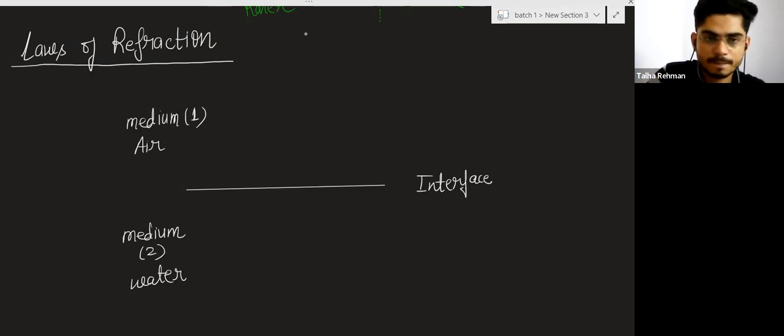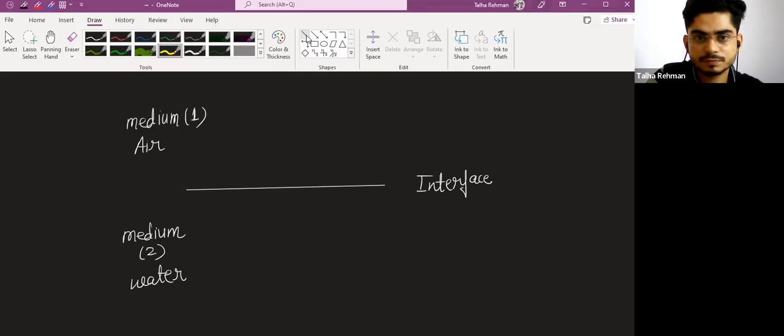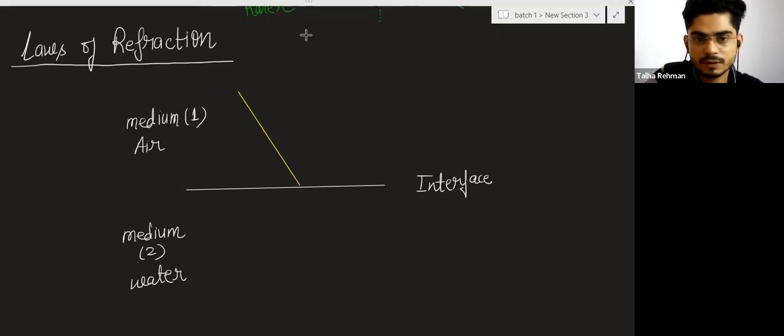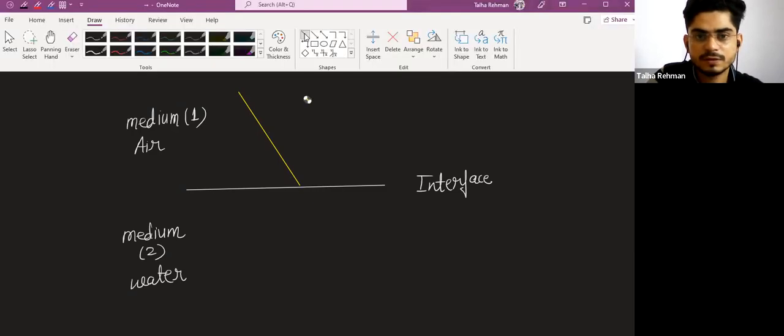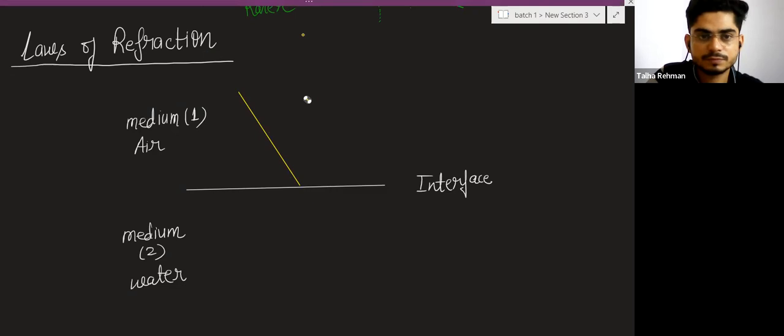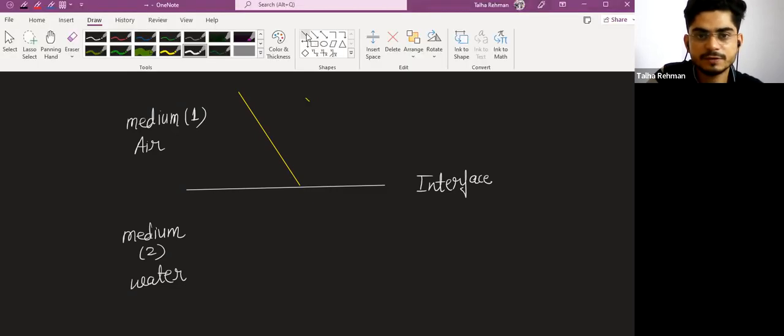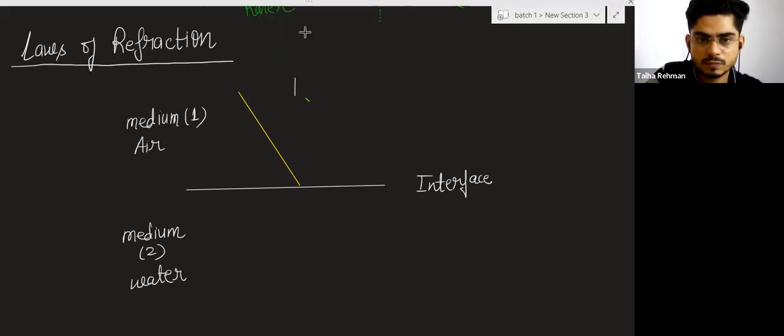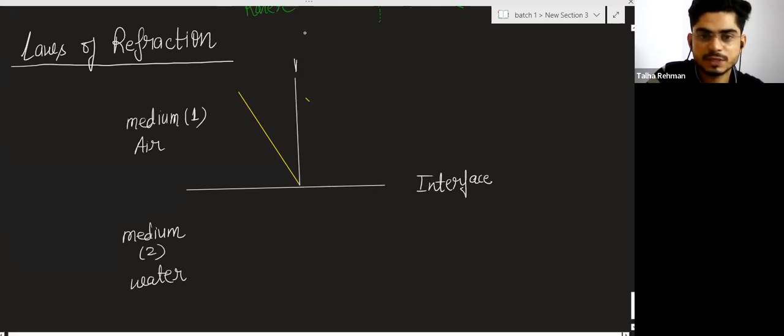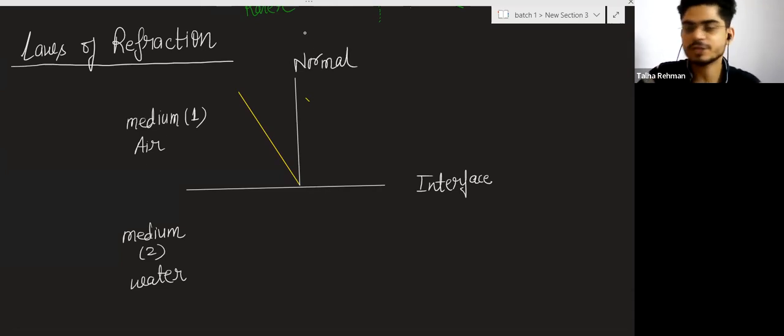And a light ray is coming like this, light ray is coming like this, and one thing is more here, please concentrate here. This line is very important. This line is known as normal. I am again telling what is normal.